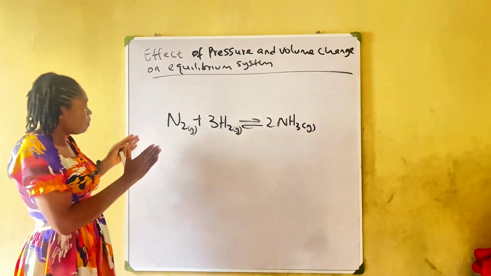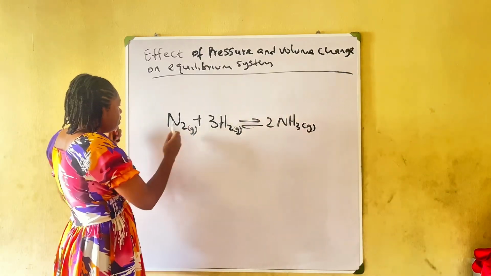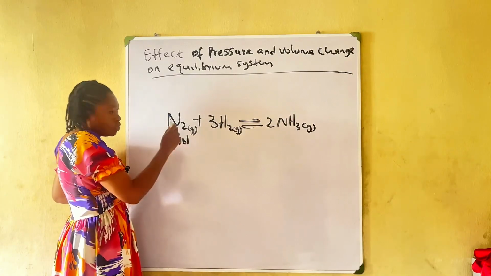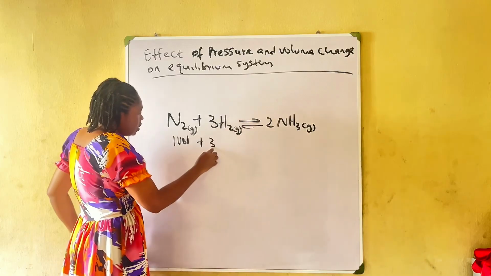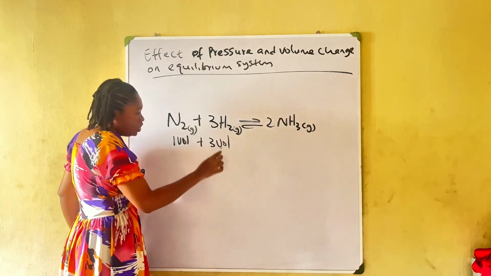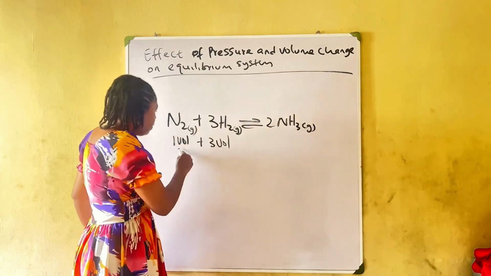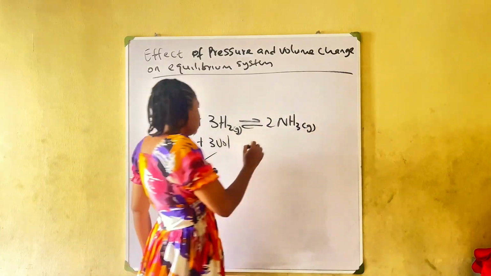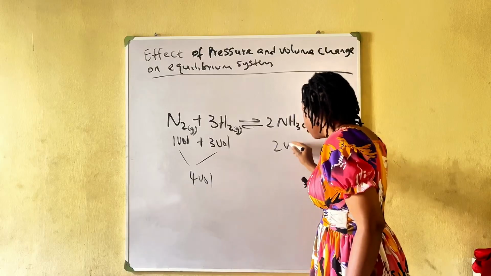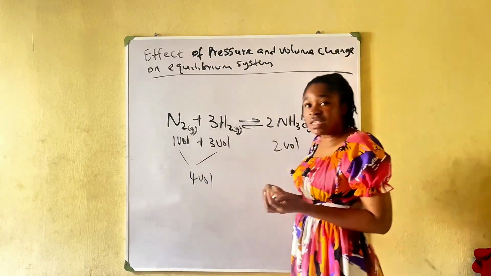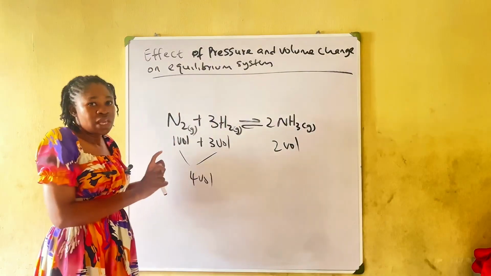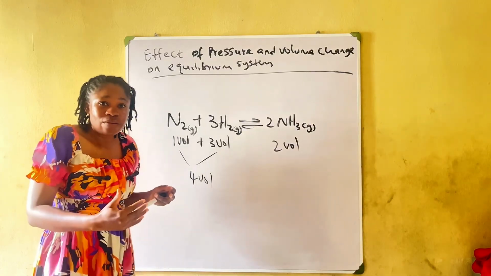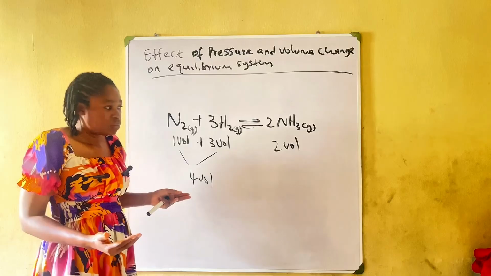Okay, look at the volume of reactant and product. I have one volume of nitrogen plus 3 volumes of hydrogen. That's 1 plus 3, 4 volumes. On the product side, look at this side, I have only 2. So when you increase the pressure of this system, equilibrium is going to shift to the side with a lesser volume.